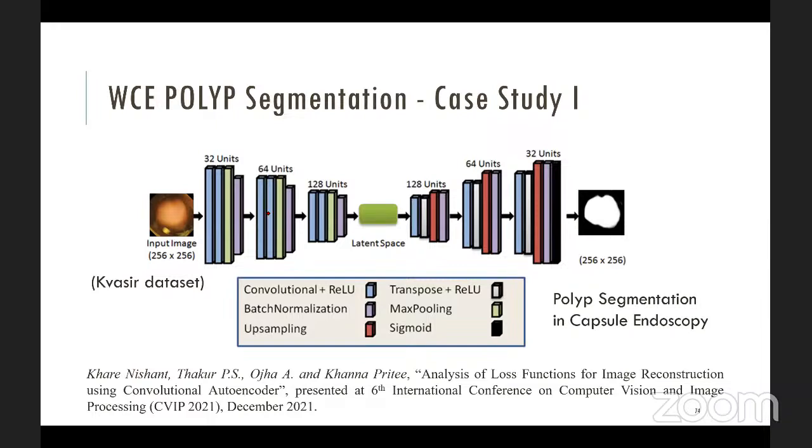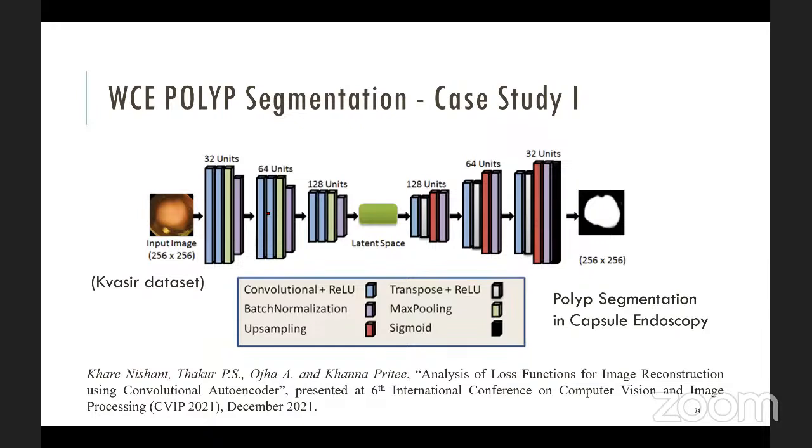So we are also working on segmentation. Although this image is of a polyp, this work was done by other students, Purnima Singh Thakur, whom you are already aware of, and another student, Nishant Khare. Here, a simple encoder decoder model was created, and we created this model to analyze the loss functions for image reconstruction.